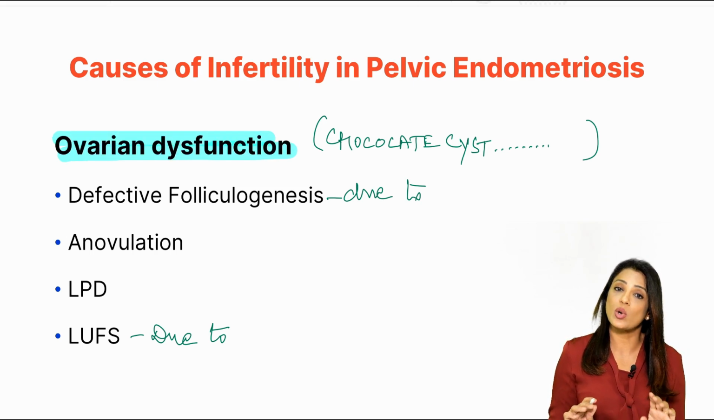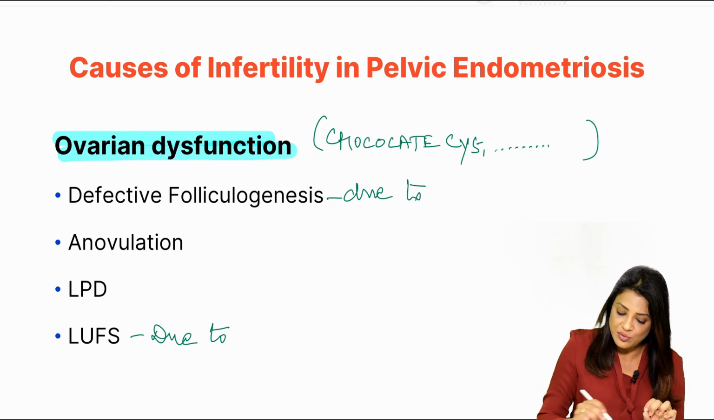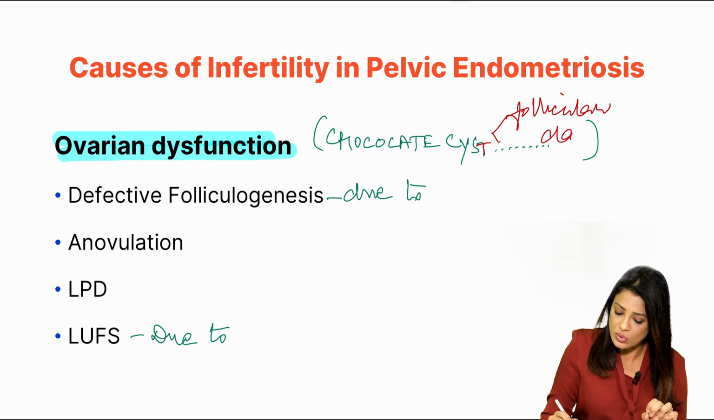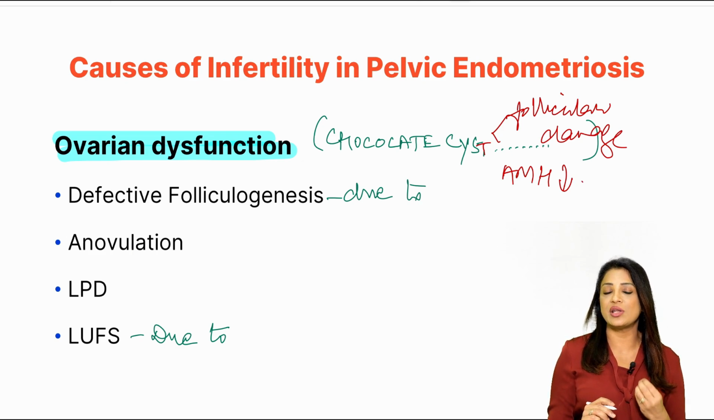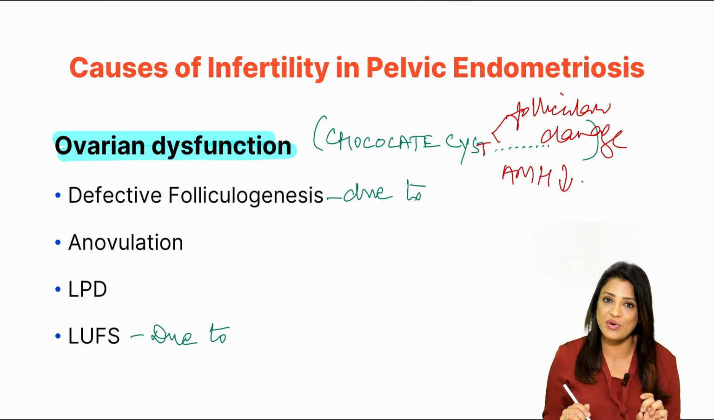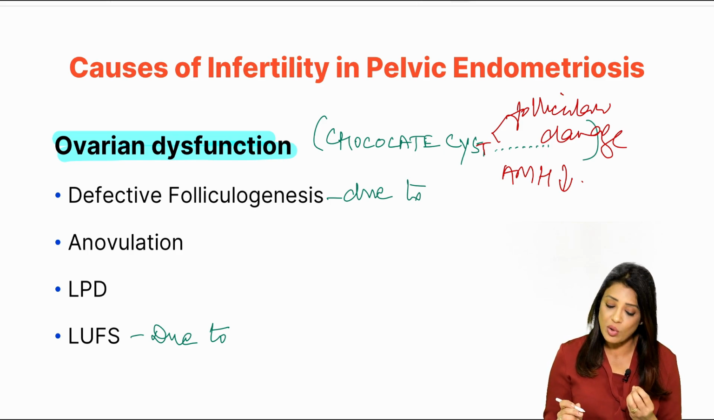First of all, if there is a chocolate cyst, now it is very obvious. If there is a chocolate cyst, it is going to damage the follicles, right? It is definitely going to damage the follicles. So follicular damage is there, and that can lead to reduction in the AMH. AMH, that is anti-Mullerian hormone, gives us an idea about the number of follicles in the ovary and kind of indirectly points towards the ovarian function. So the chocolate cyst itself is destroying the ovary. It is destroying the follicles.